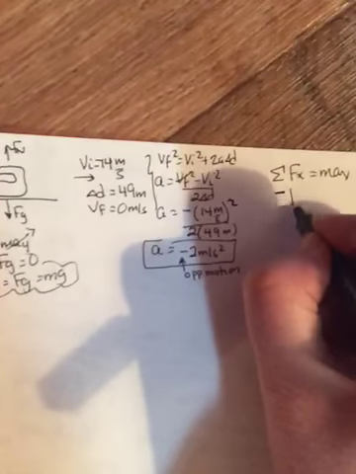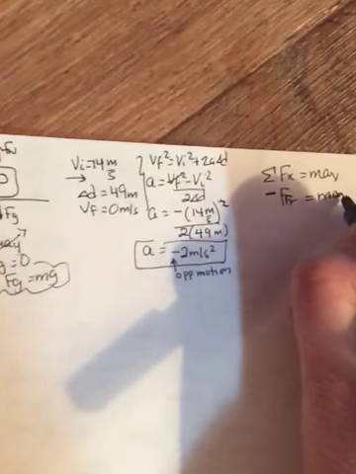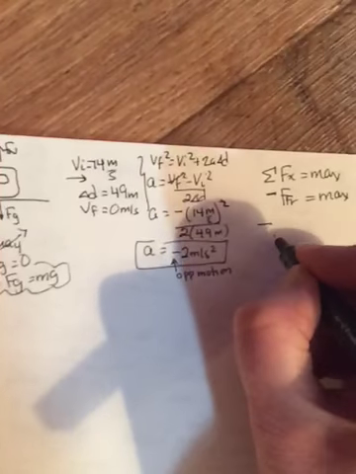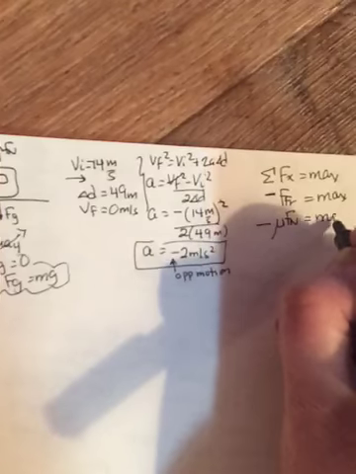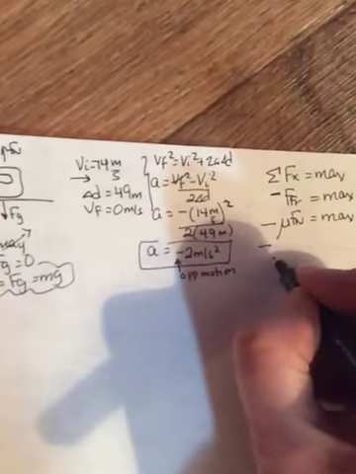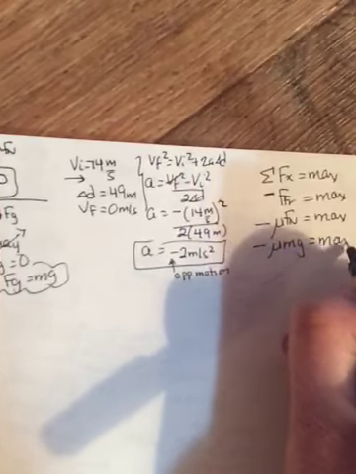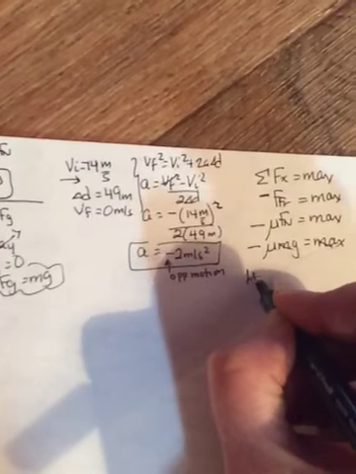So now you go to sum of the forces in the x direction. And the only force in the x direction is friction, and it's acting opposite motion, so negative friction is equal to max. But we don't know m and we don't know friction, but we know friction is equal to mu Fn, which is equal to max. And we know Fn, that we just found over here, is mg. So mu mg equals max. The m's cancel, and you can solve for mu.